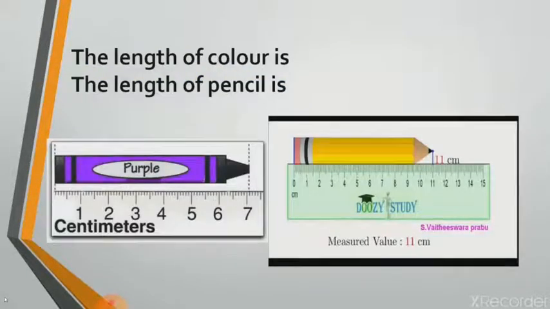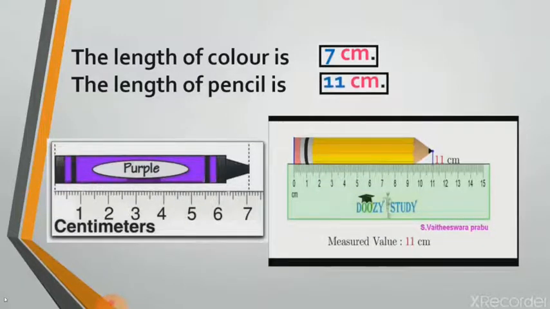The length of color is, here the color is between 0 to 7. So the length of the color is 7 centimeter and the pencil is between 0 to 11. So the length of pencil is 11 centimeter.